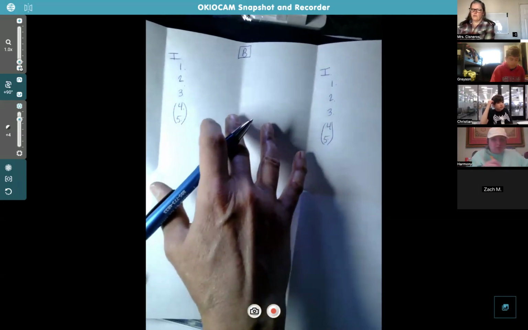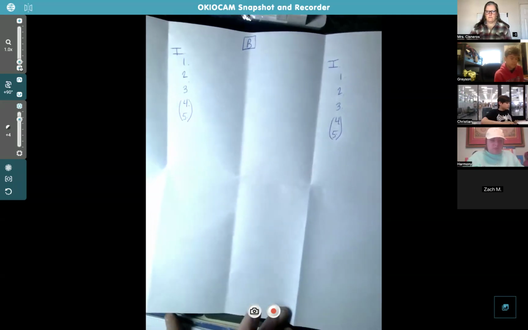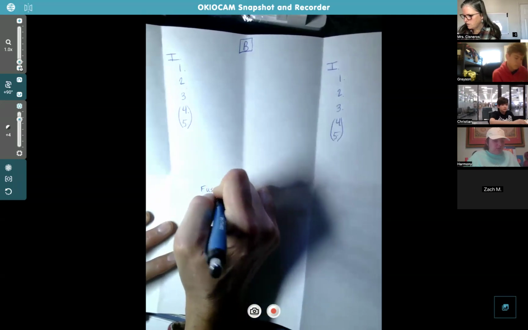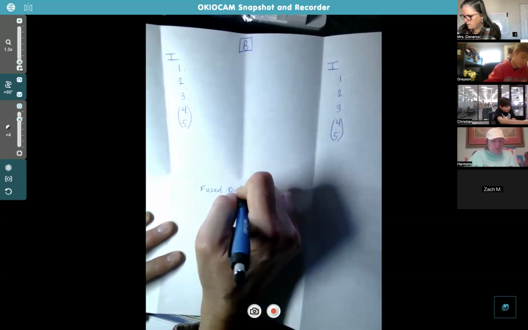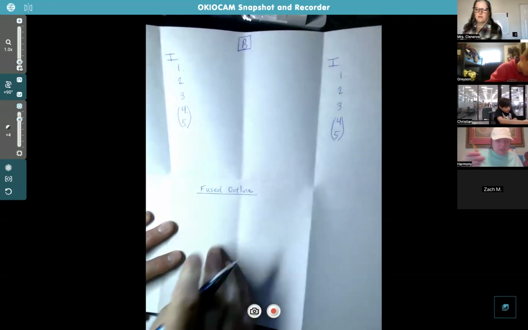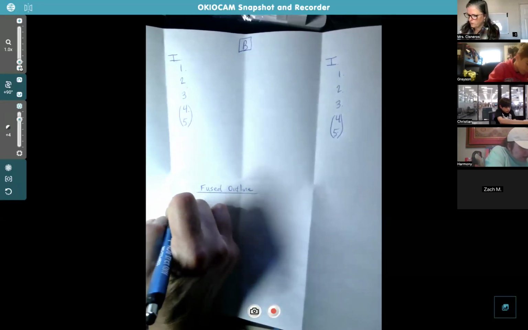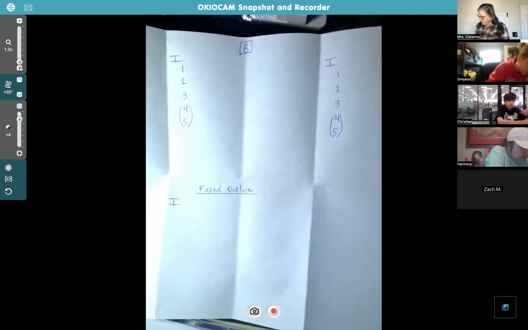In the box under the B, in the middle at the bottom, this is where we're putting our fused outline. So go ahead and write in fused outline here and underline it. And this is still going to be Roman numeral 1. And this time we're going to do 1 through 7.